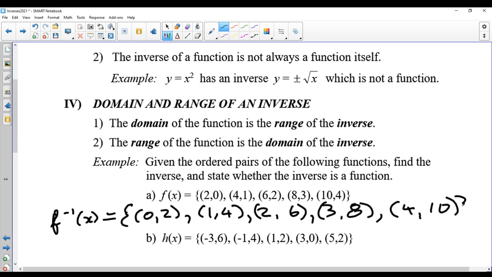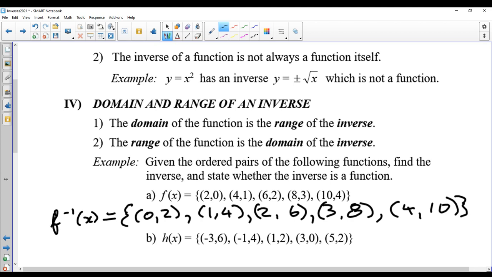Now, we should ask the question, was the original thing a function? Well, it was, because every single x value was unique. 2 went to 0, 4 went to 1, 6 went to 2, 8 went to 3, 10 went to 4. But is that true of its inverse? Is that also a function? In other words, is every single x unique? What do you say to that?